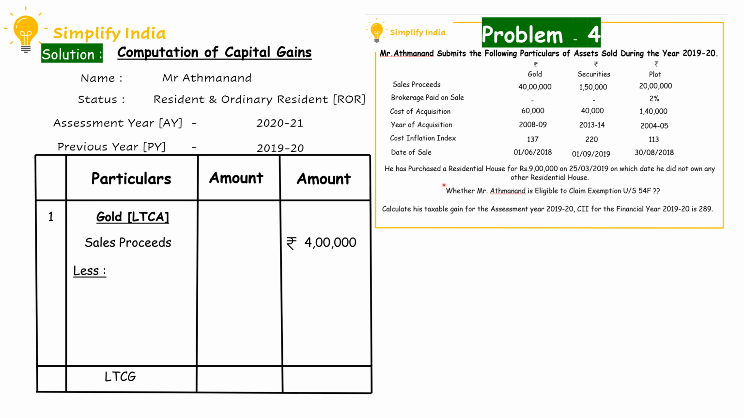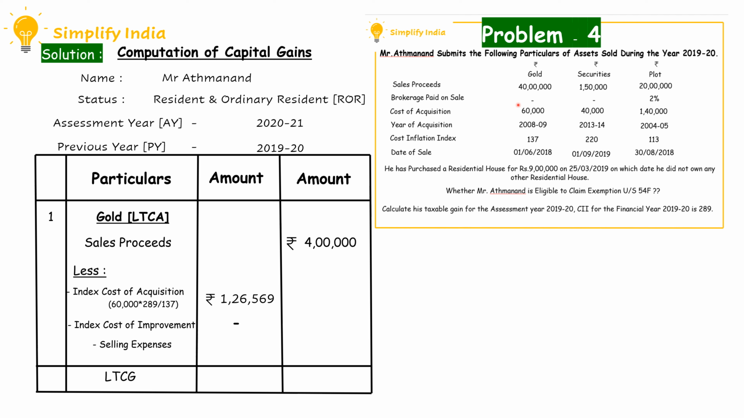First, we have to take the sales proceeds. In the given problem, they have given rupees 4 lakh as the sales proceeds, which we take down, less index cost of acquisition. The formula is: index cost of acquisition is equal to cost of acquisition into CII value in the year of sale divided by CII value in the year of purchase. The cost of acquisition is rupees 60,000 and the CII value in the year of sale, that is 2019-20, is 289, and the CII value in the year of purchase, 2008-9, is 137. So when we calculate rupees 60,000 into 289 divided by 137, we will get rupees 1,26,569.